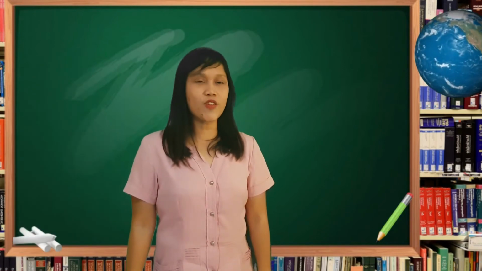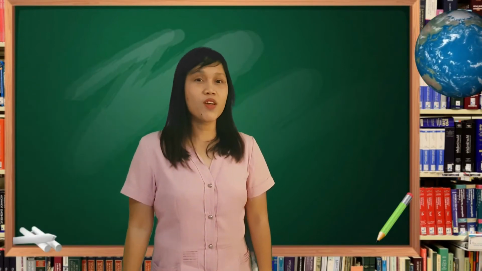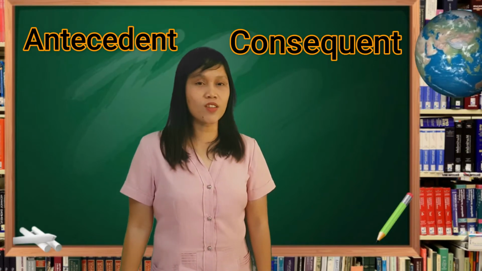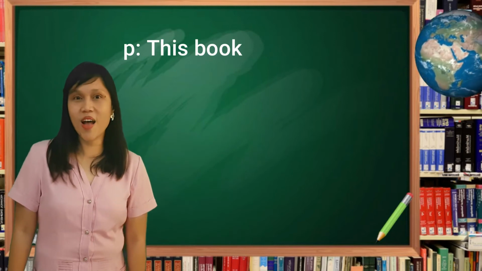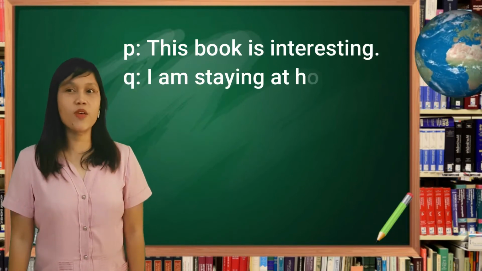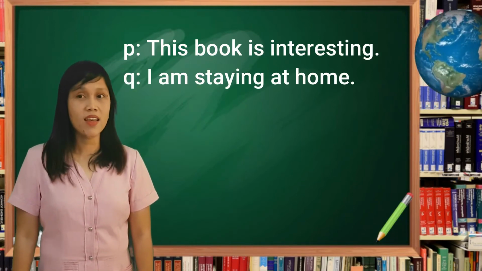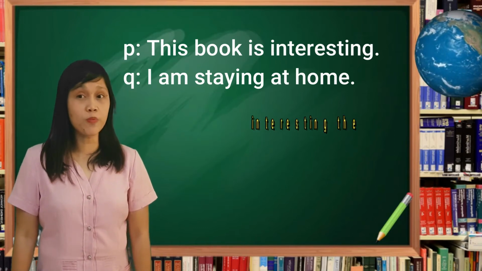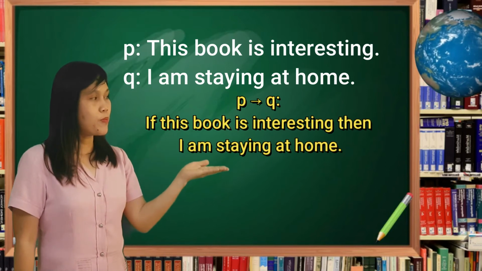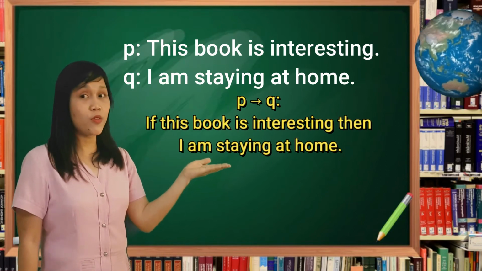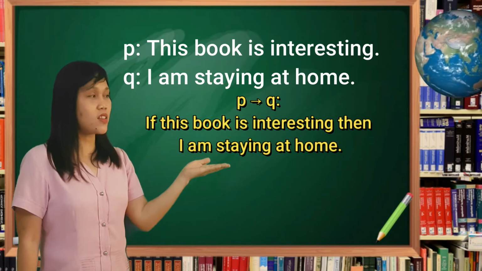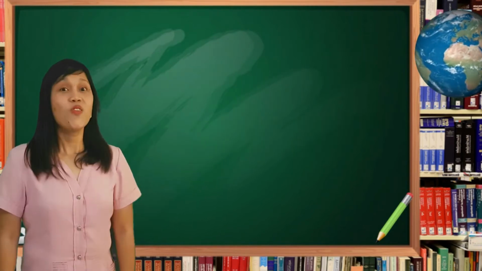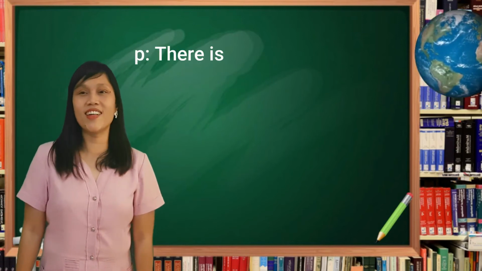Implication is the result of combining a hypothesis, which is called the antecedent, to a conclusion, which is called the consequent. Let's have this example. Given the following propositions, P, this book is interesting, and Q, I am staying at home. Conditional P then Q, if this book is interesting, then I am staying at home.